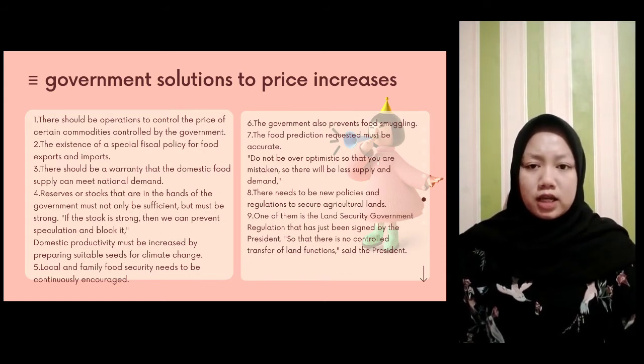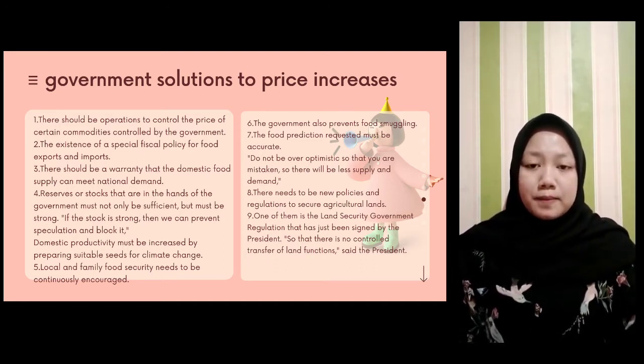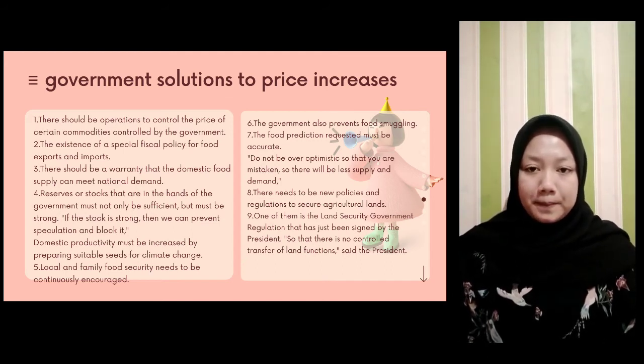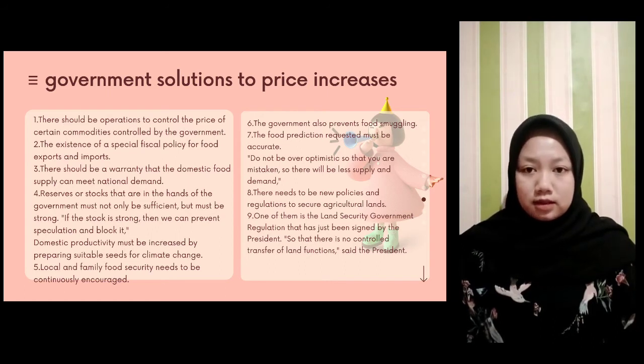be strong. If the stock is strong, then we can prevent speculation and block it. Domestic productivity must be increased by preparing suitable seeds for climate change. Local and family food security needs to be continuous. The government also needs to prevent food smuggling.